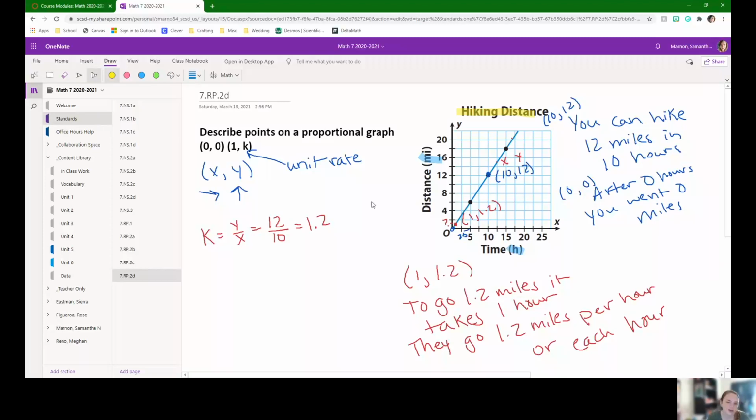So make sure we're finding what these points are on the graph using perfect points and perfect points only that meet right at those intersections. If we need to, we can find that unit rate for that 1, comma, k by picking a different point and dividing y by x. So that is it for this standard.